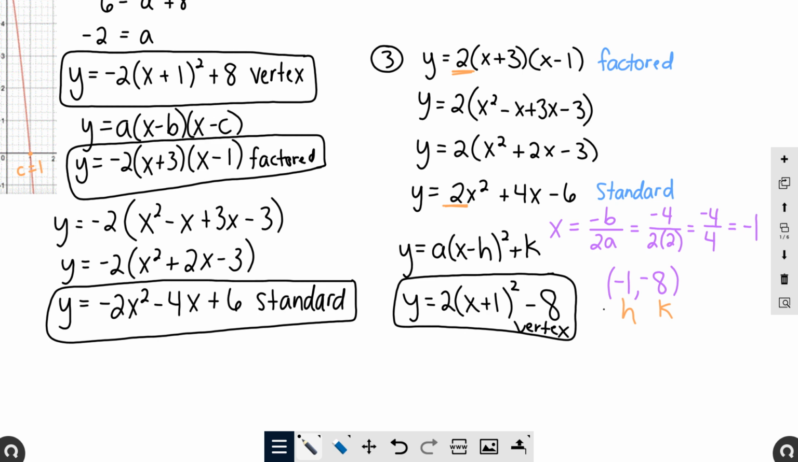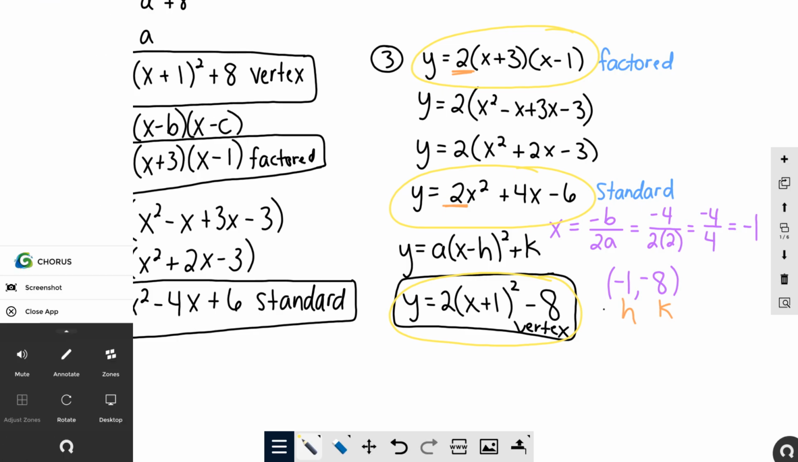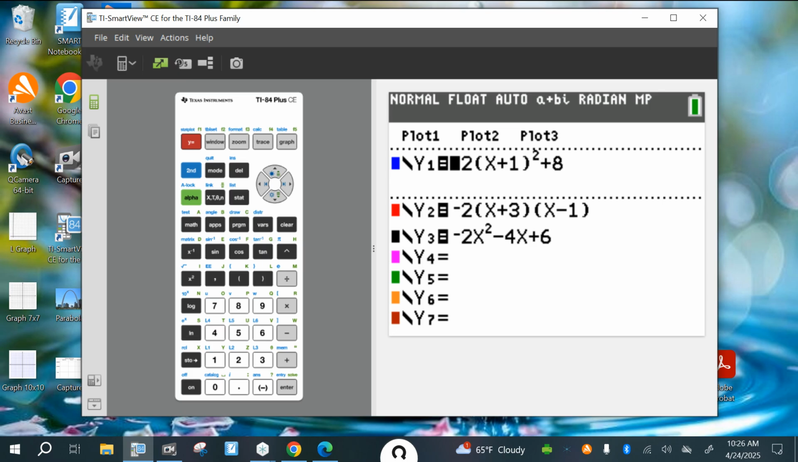All right, one other thing I want to show you. So everybody grab those calculators out. What I want you to do is type in these three equations in y equals. So we're going to type in these three equations in y equals on your calculator. I'm going to type them in mine while you guys are typing them in.